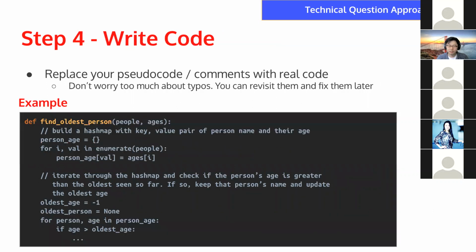And then lastly, once you do that, you can start replacing or filling in those pseudocode or comments with real code, right? So you can see beneath those comment lines, I'm actually implementing the solution in code over here, like building a hash map and then going through an iteration to find the oldest person in this hash map.